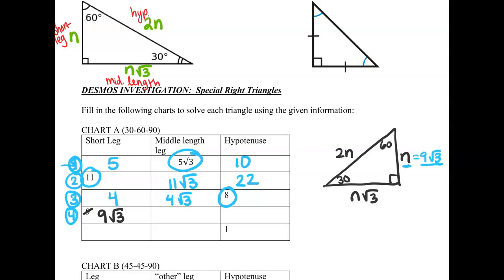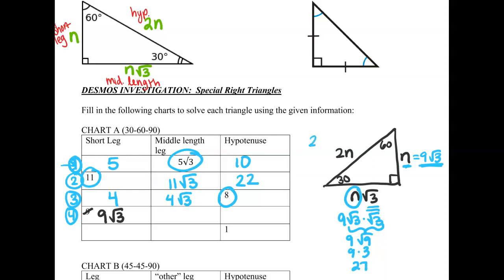That means the n is 9 rad 3. So when you go to find the long leg, the n part is 9 rad 3, and that's being multiplied by another rad 3, and then you have to finish that multiplication. So rad 3 times rad 3 is rad 9, and you know rad 9, the square root of 9, is 3, and 9 times 3 would be 27.